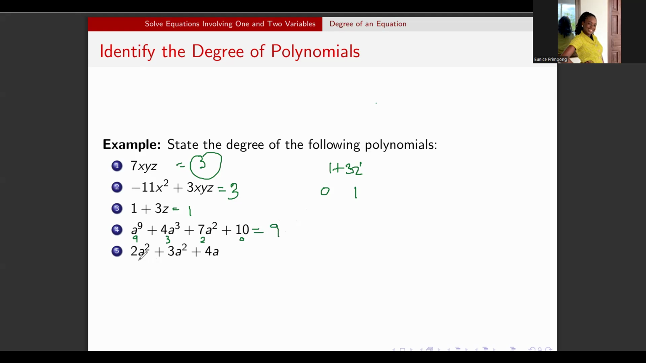Finally, for question 5, the degree of the first term is 2. Degree of second term, 2. Degree of last term, 1. Of these three numbers, the biggest one is 2. Even though 2 is occurring 2 times, it doesn't matter. You still stick with the biggest number, and then you choose that the degree of the entire expression is 2. So these are the results of finding the degree of the polynomial.